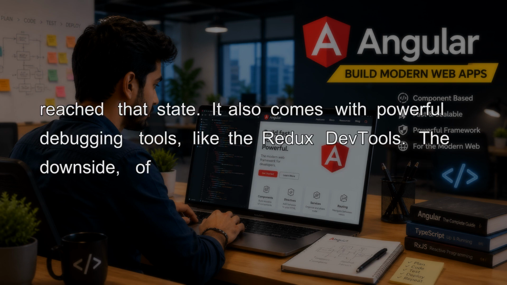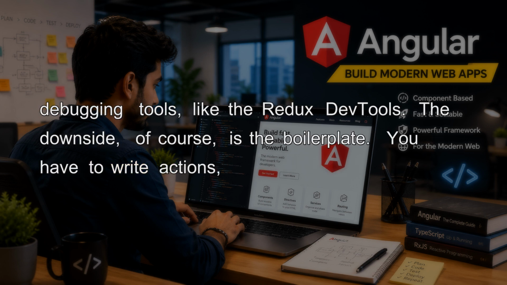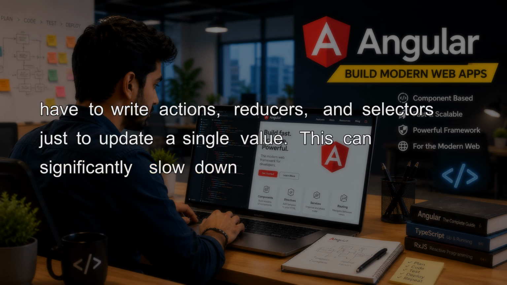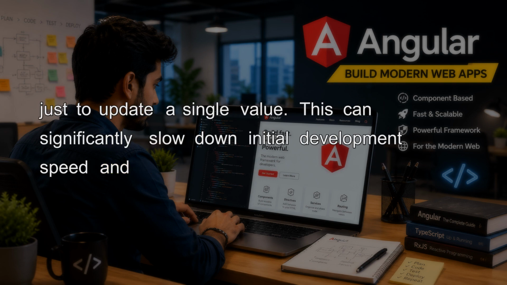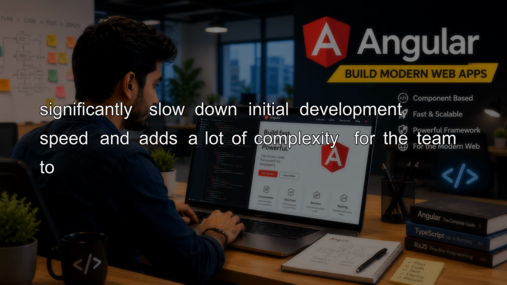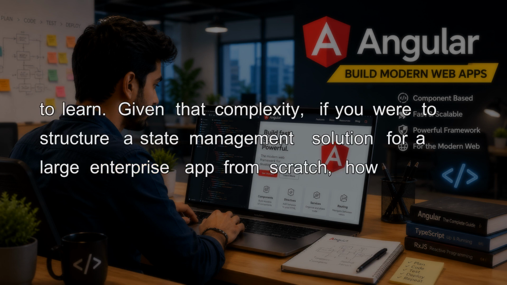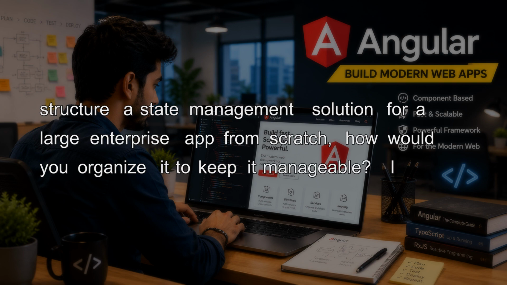The downside, of course, is the boilerplate. You have to write actions, reducers, and selectors just to update a single value. This can significantly slow down initial development speed and adds a lot of complexity for the team to learn. Given that complexity, if you were to structure a state management solution for a large enterprise app from scratch, how would you organize it to keep it manageable?